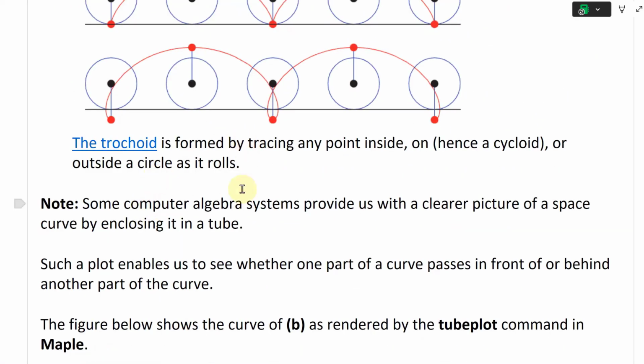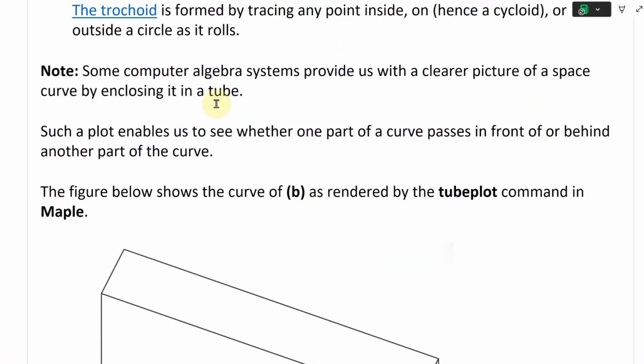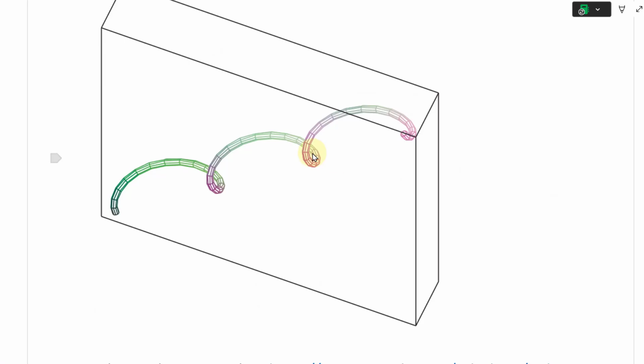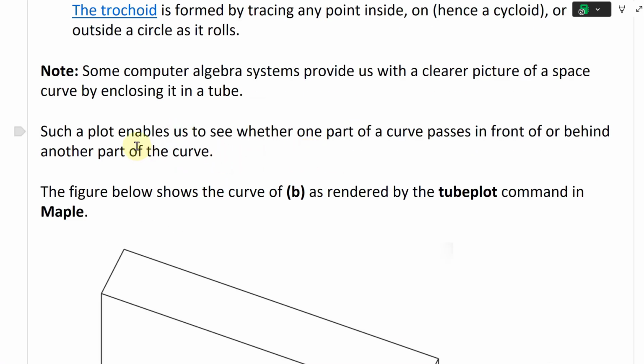So note, some computer algebra systems provide us with a clearer picture of a space curve by enclosing it in a tube. So here, it's hard to tell how it's looping and so on. But if you put it in a tube, you can see it in 3D, which form it's going. Such a plot enables us to see whether one part of a curve passes in front of or behind another part of the curve.